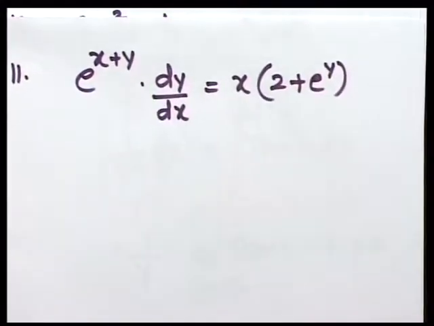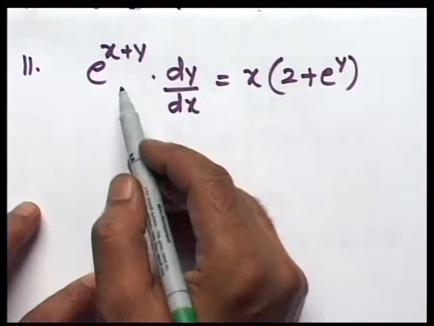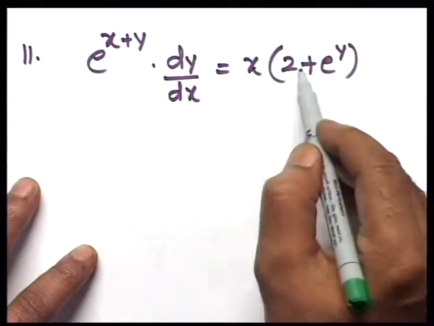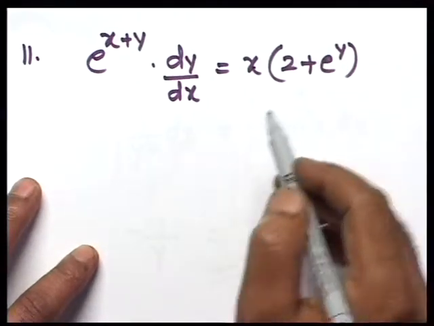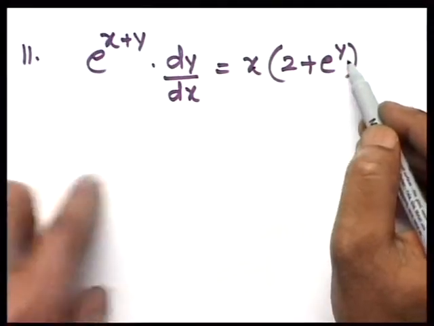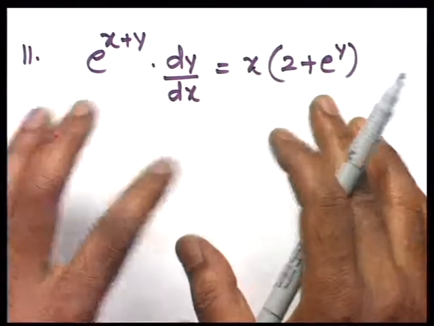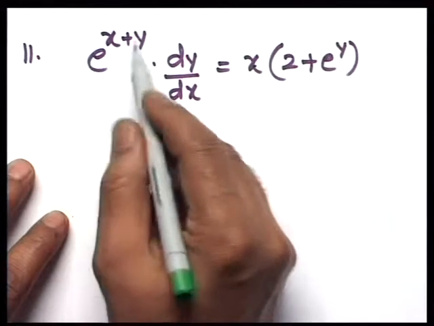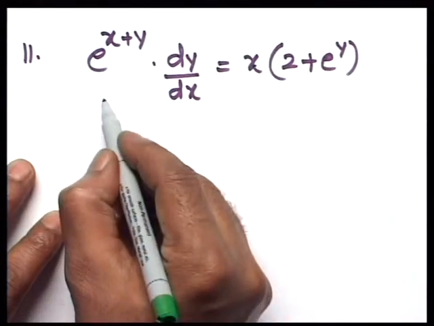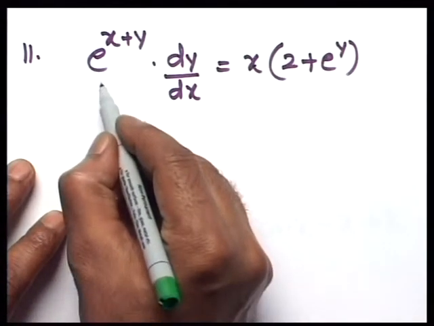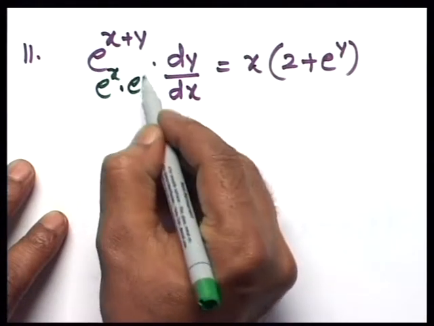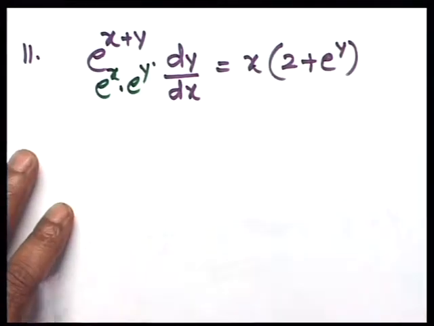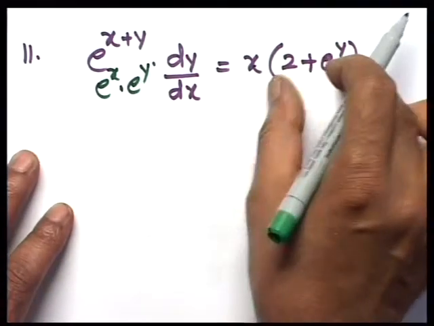The 11th question is here, e to the x plus y dy over dx equals, x is here, 2 plus e to the y. So I have a y here, I have a y there, but somehow I need to bring all y's to one side. This is the exponent rules there. So can we write this as e to the x times e to the y, that is the same as e to the x plus y. So that's all. So the y and y, we can move them to one side.